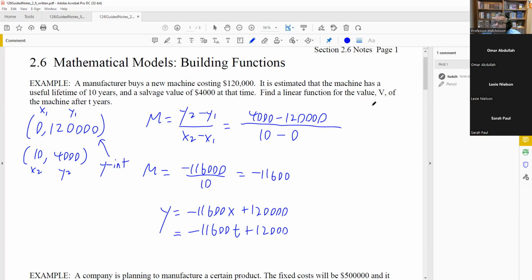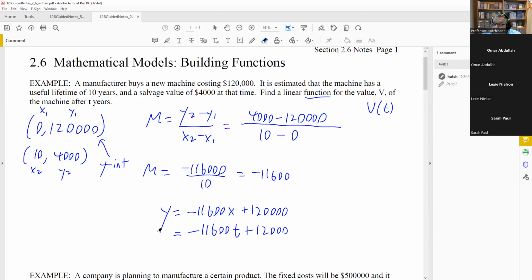Now, the function of the machine after t years, that actually is, we want to put v of t. You don't want to put just v. That's not function notation. Remember, it says function here. So function means we have to write it as a function. So we have a v and we put in parentheses a t afterwards.